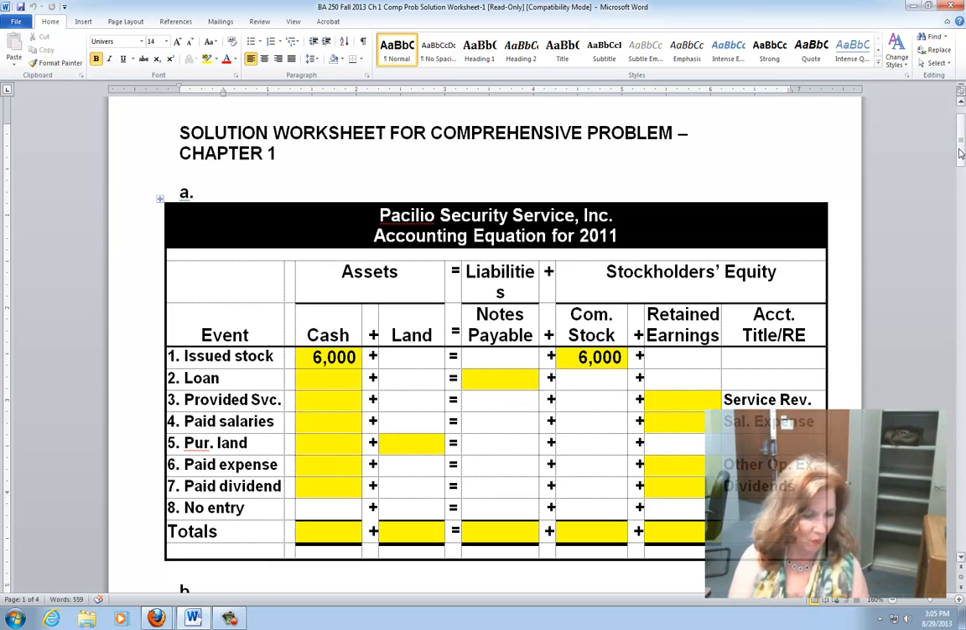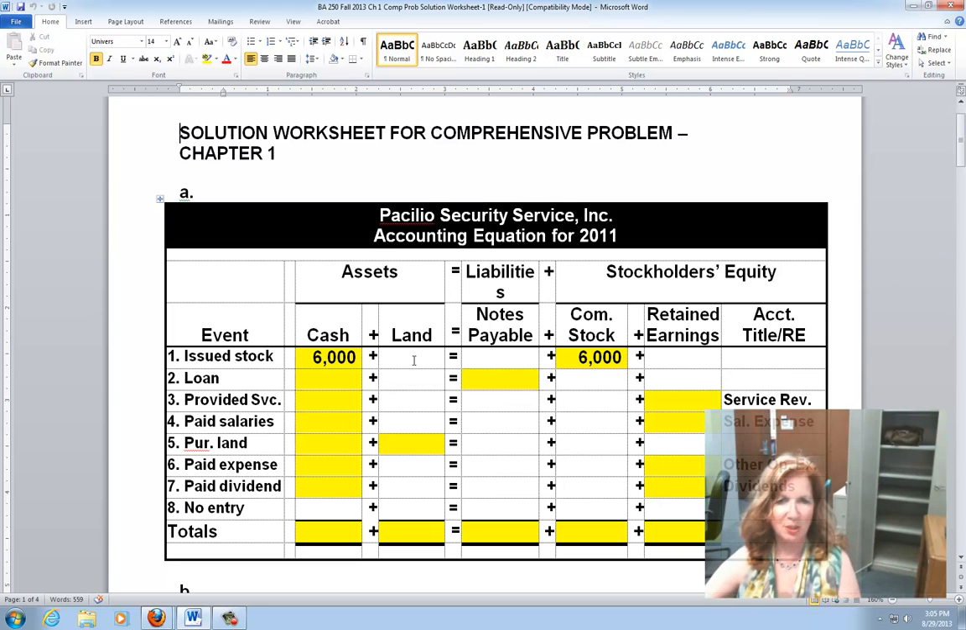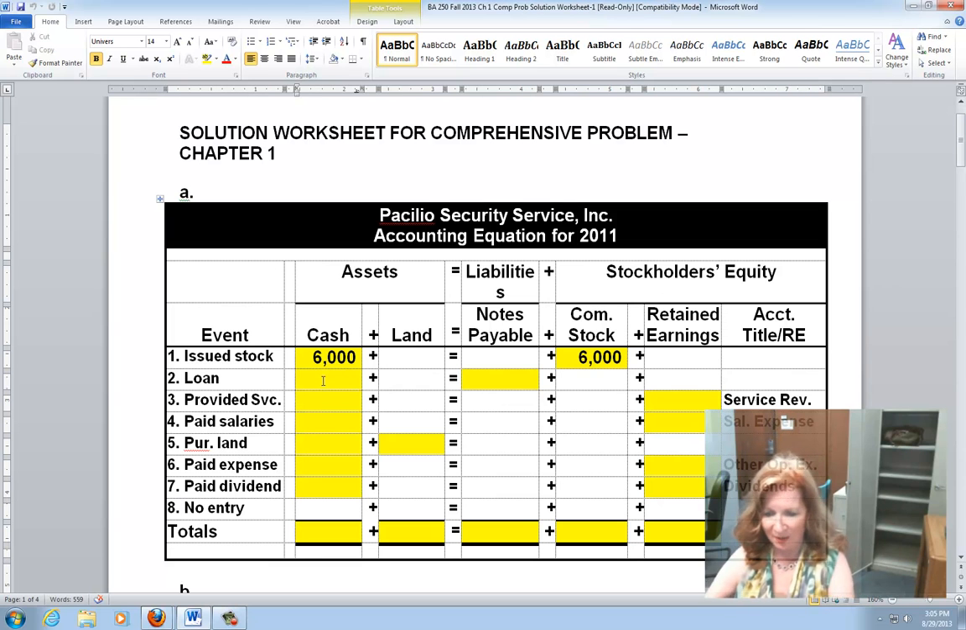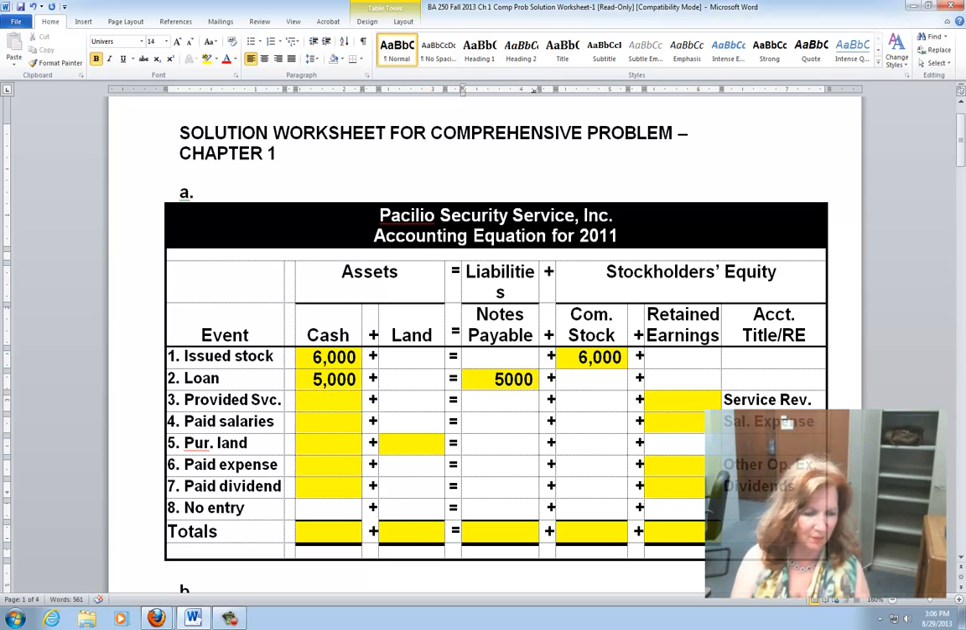Then for number 2, borrowed $5,000 from the Small Business government agency, and the loan is interest-free. So it's a loan, and I borrowed, so $5,000 is going to go into the cash column because the cash is going up by $5,000. And now the notes payable are going up by $5,000. I owe somebody more money than I did before. Specifically, I owe the Small Business Government Agency.